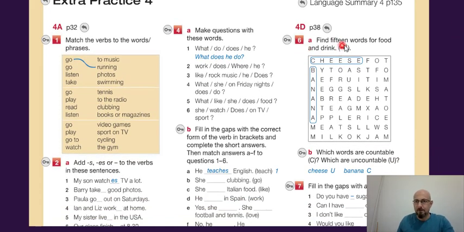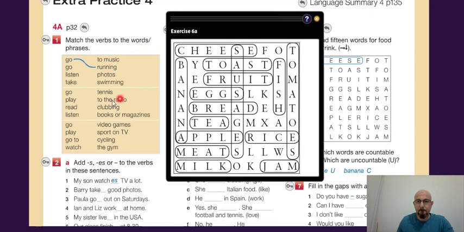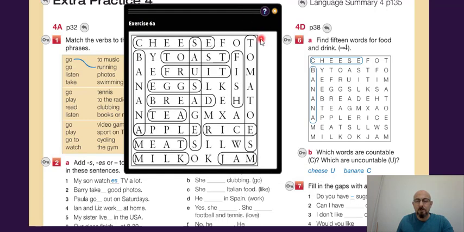Number six, find 15 words for food and drink. This is the answer here. We have cheese, toast, fruit, eggs, bread, tea, apple, rice, meat, milk, jam, banana, sausages, fish, tomatoes. Of course, some people will say tomato, some people will say tomato. One is British, one is American, both correct, no problem.